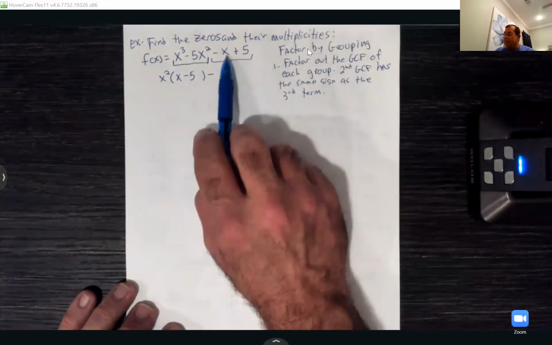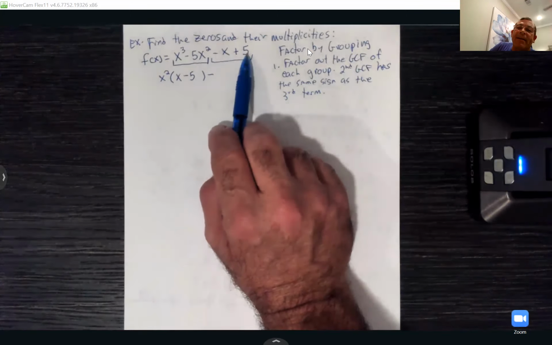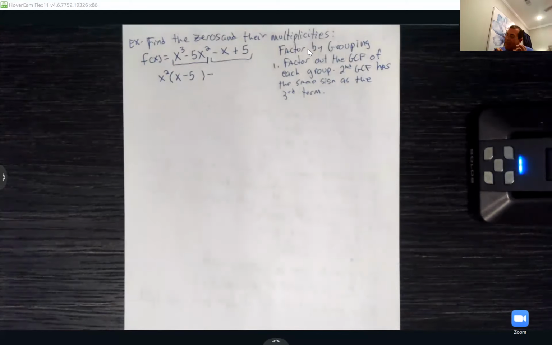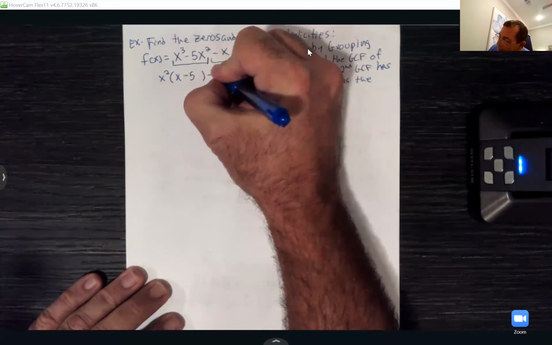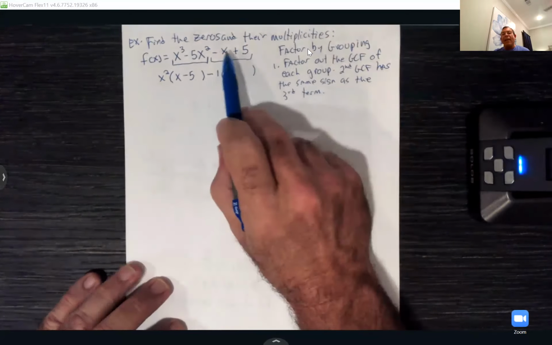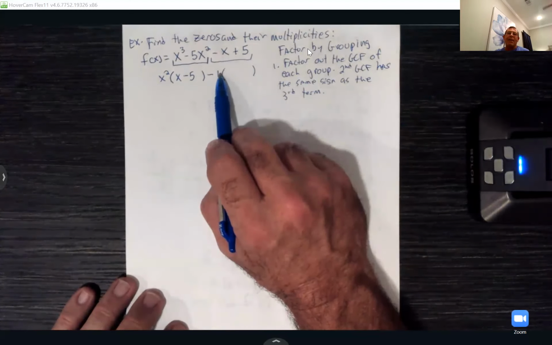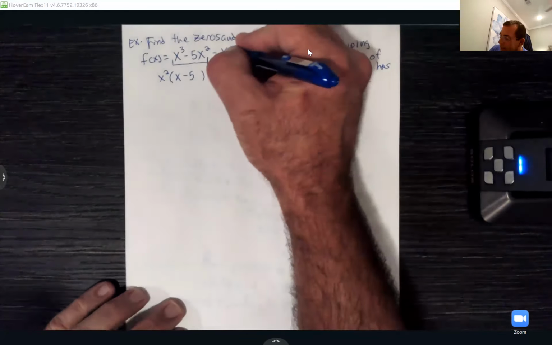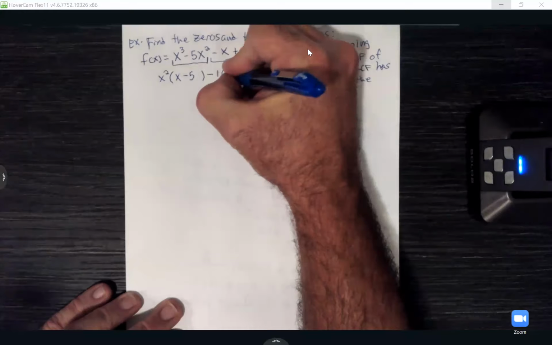Well, let me ask y'all this. What is the greatest common factor between an x and a 5? 1. Second GCF has to at least have a 1 in it. So we would break out that negative 1. So if you had a negative x, you divide that by a negative 1, what's that going to leave me in my parentheses? Negative by negative will make that a positive.